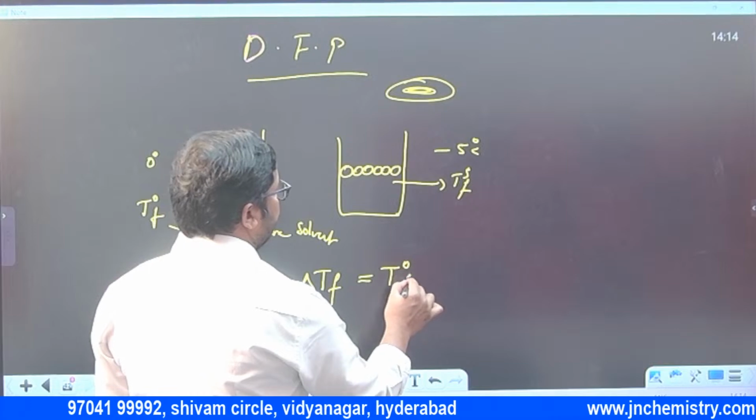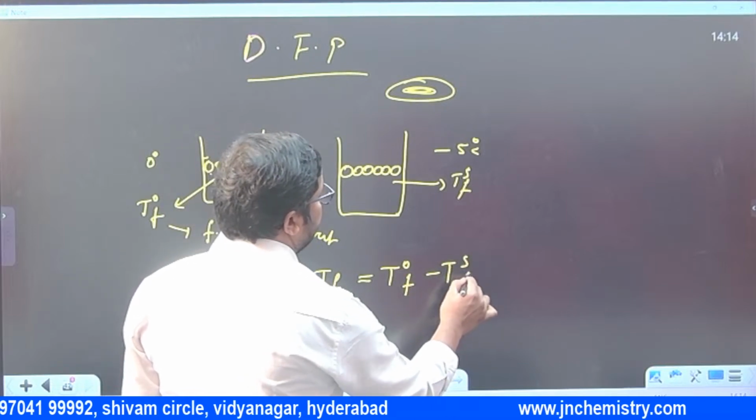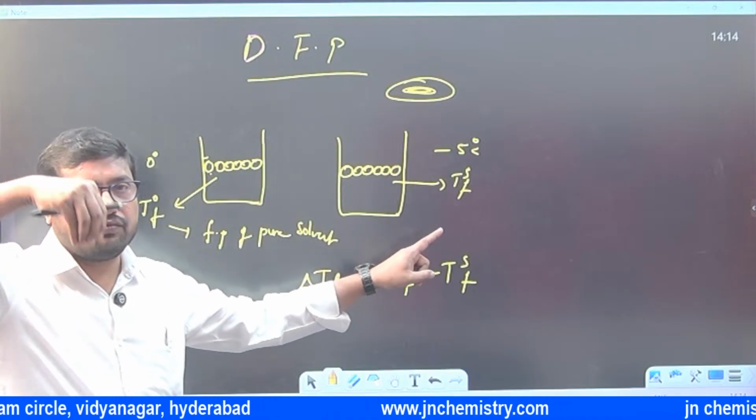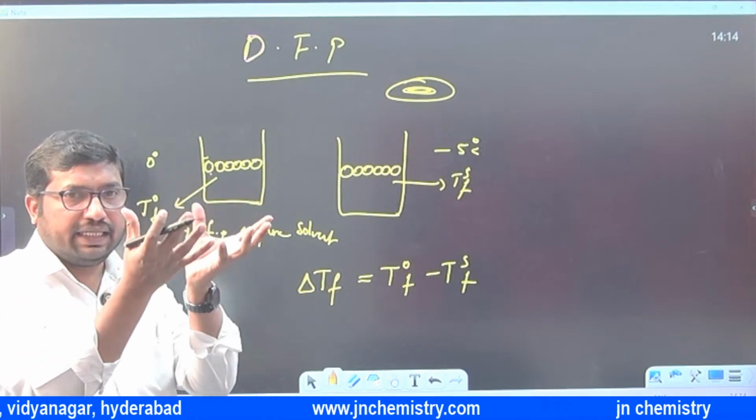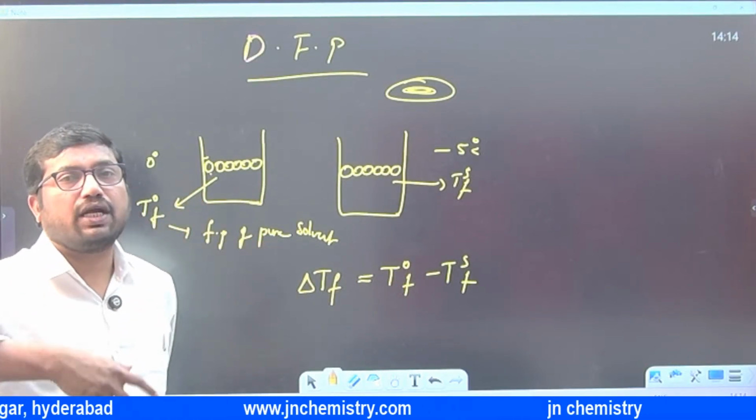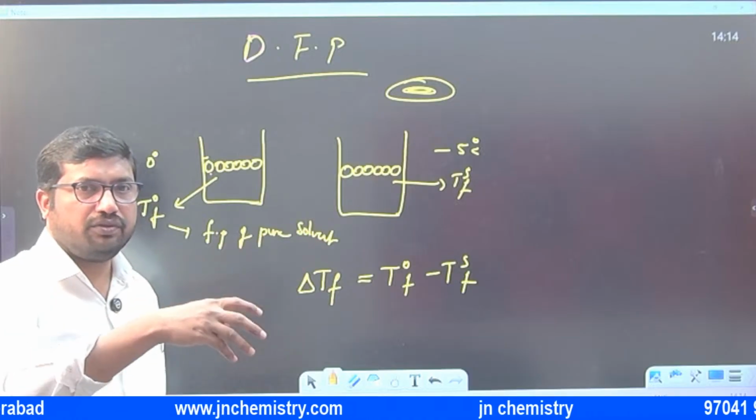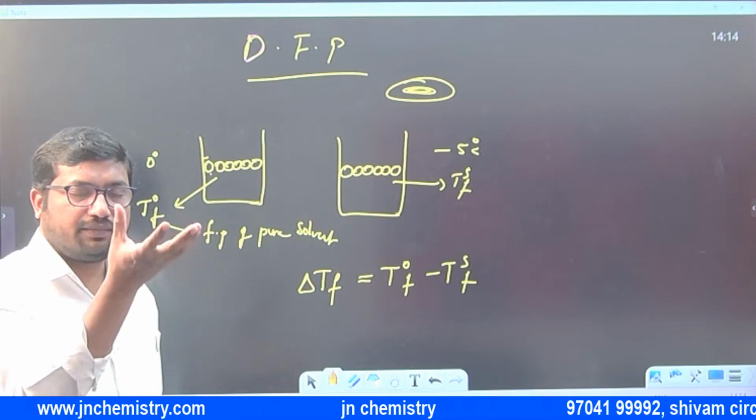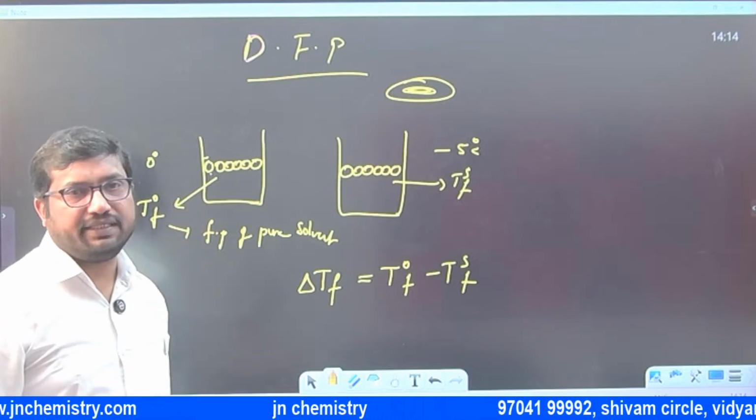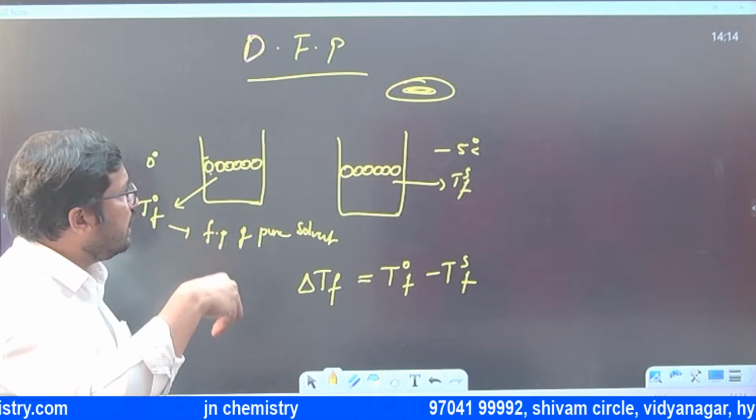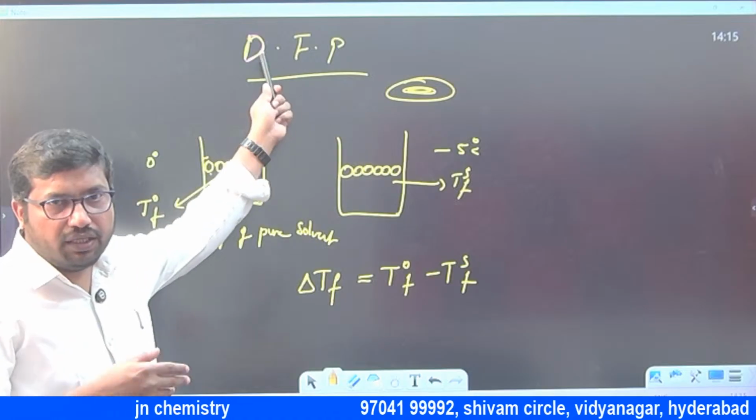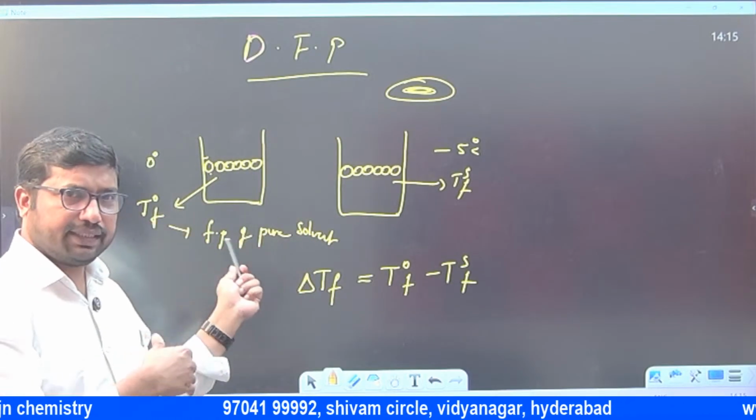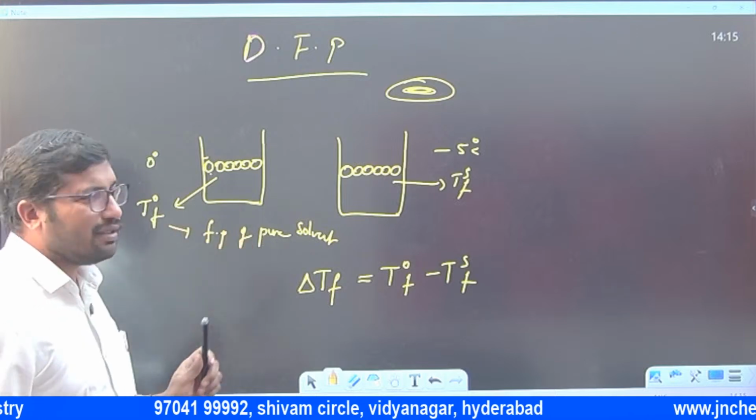T naught F minus TSF. Because this is higher value, this is lower value. When we are adding the non-volatile solute, the freezing point decreases. That's the reason in cold countries, if there is ice on the road, they spray some salt, because the freezing point decreases and the ice will melt. Right? Whenever we are adding depression, by default we also need to understand the vapor pressure concept, but that is not needed actually.